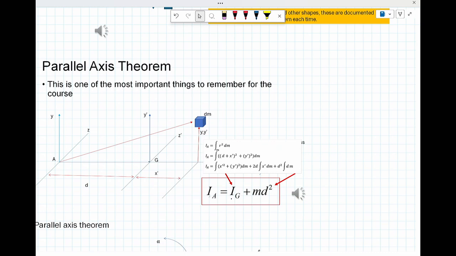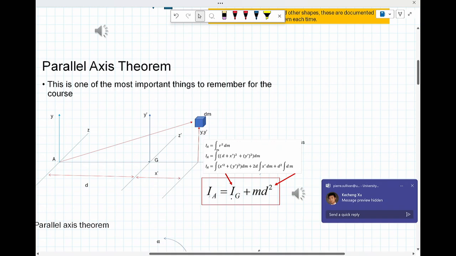to A. This doesn't go in reverse. You can't say Ig equals IA plus md squared. Everything is with respect to the center of mass. But you could say IA minus md squared equals Ig.